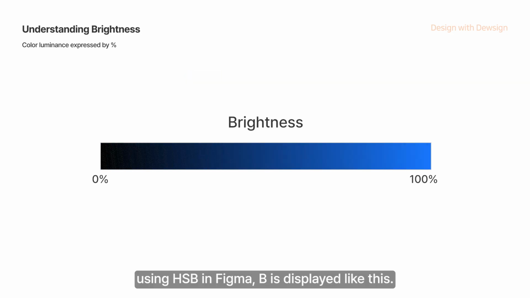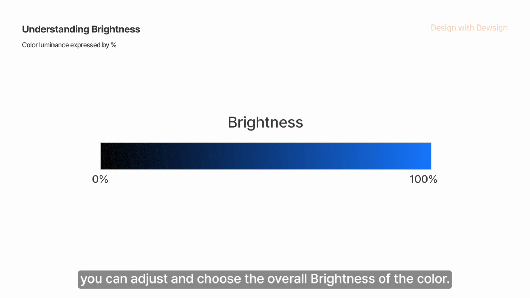When we set color values using HSB in Figma, B is displayed like this. Within B, ranging from 0 to 100%, you can adjust and choose the overall brightness of the color.